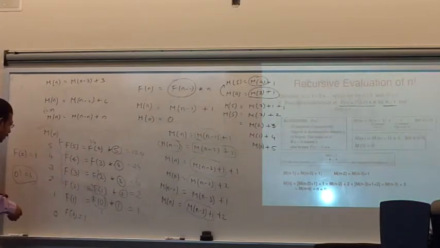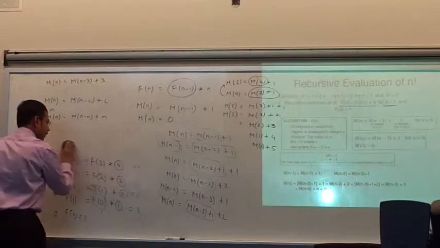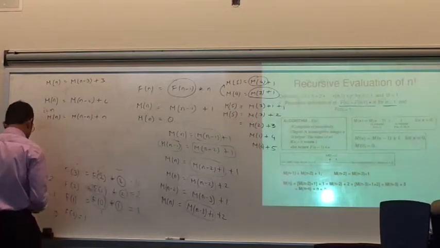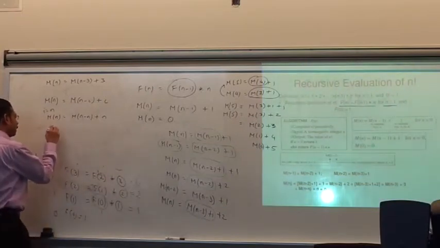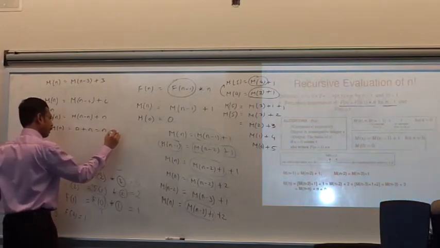Okay? So since M of 0 is 0, I can say what? My M of n is simply n. Right? This is 0 plus n, so it is n, which is the answer, of course.